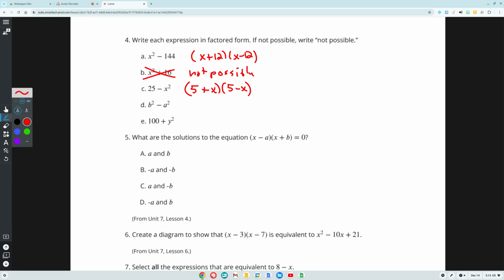The square root of b squared is b. The square root of a squared is a. So I have b plus a and then b minus a. And E, I have a sum of squares, meaning I can't do this. It is not possible to factor with what we know.